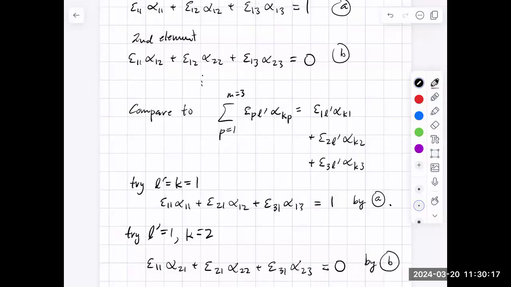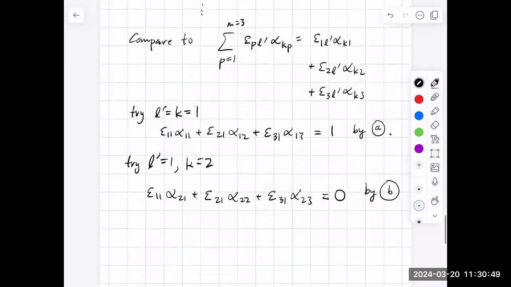And you could do this for any of the matrix multiplication examples that we've done. We've just done 2 of them. There's 9 for a 3 by 3 matrix. You could check all 9 of them. They'll all turn out like this. If you have L prime equal to K, that'll be one of the diagonal elements, and those sums will all be equal to 1. When L prime is not equal to K, you're going to be finding one of those off-diagonal elements, and they'll all be equal to 0.